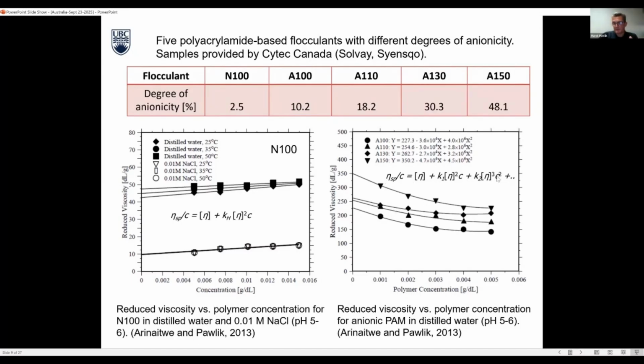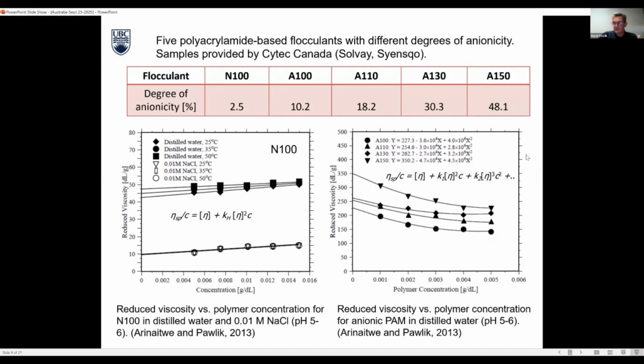So we used the general polynomial function in combination with the Fedors equation. And again, extrapolating the data to zero concentration gives us the intrinsic viscosity. So the intercept value, these points here, give you the intrinsic viscosities. So you can do this.